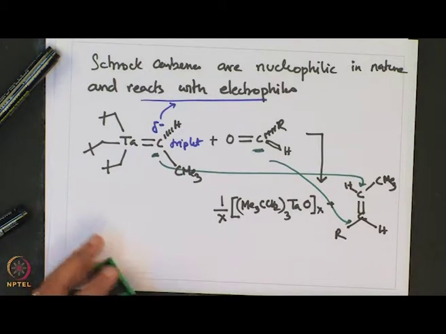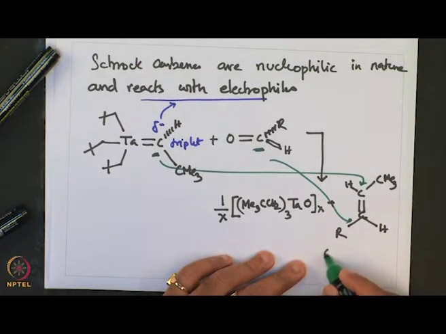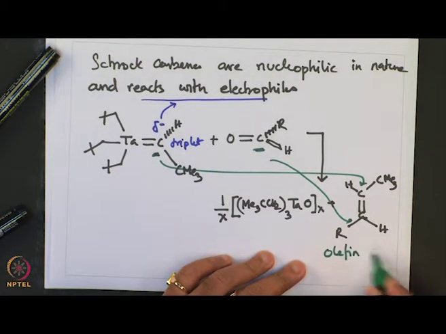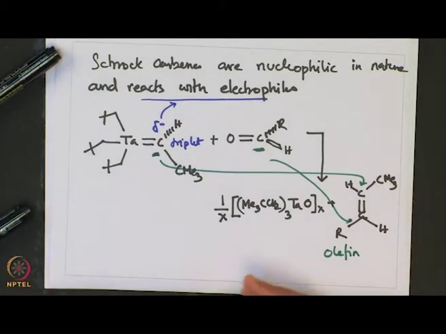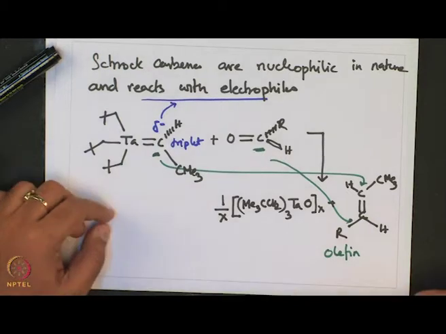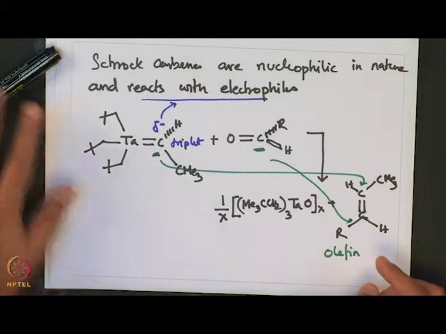So, now this gives the olefin product as a result, similar to that of the Wittig reagent, where a Wittig reagent reacts with a carbonyl compound to give an olefin. So, this is a very interesting application of transition metal carbene complexes.